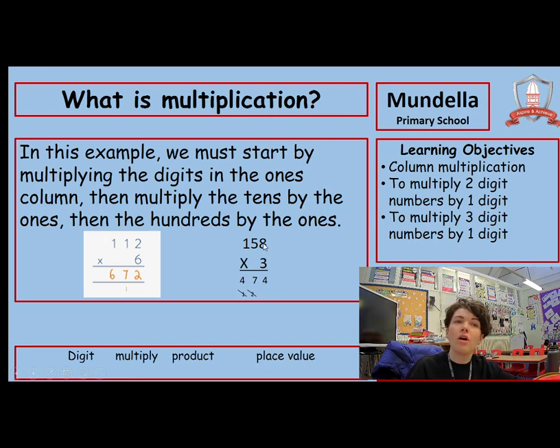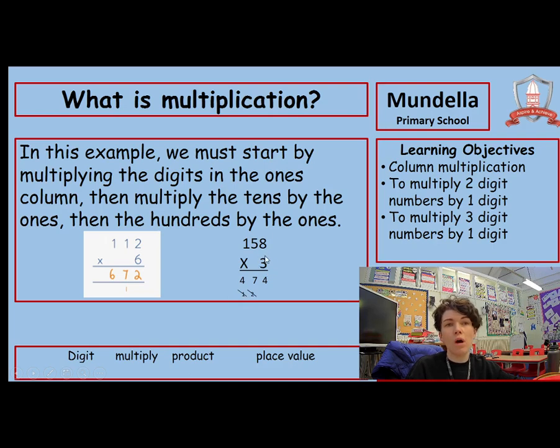So we start with our ones, multiplying the ones. 8 times 3 is 24. We write the 4 in the ones column, we carry the 2 in the tens. 3 times 5 is 15. Add the 2 is 17. So I write my 7 there and I carry the 1. Remember, because my place value columns are really clear, I can get away with saying 3 times 5, knowing that it's 3 times 50. Okay, so I've written my 7 there and I've carried the 1.